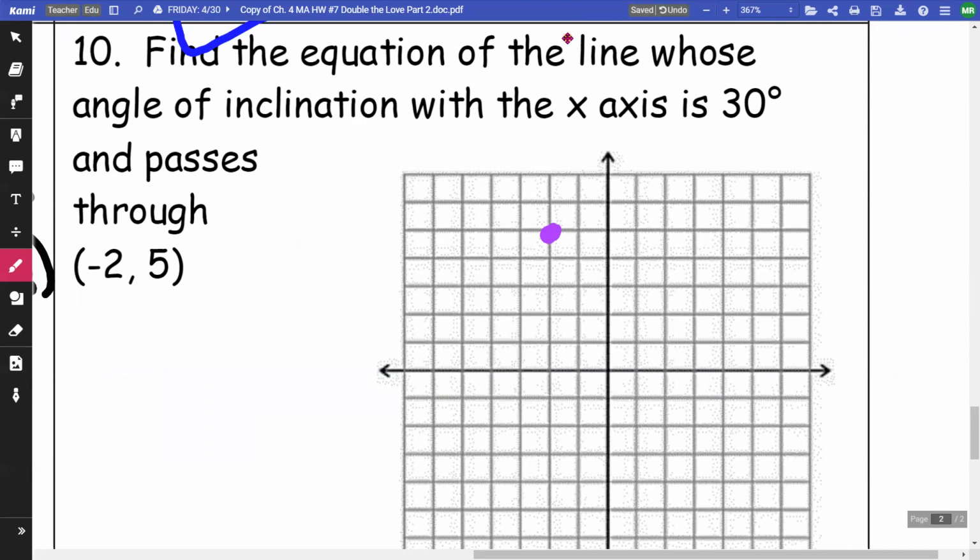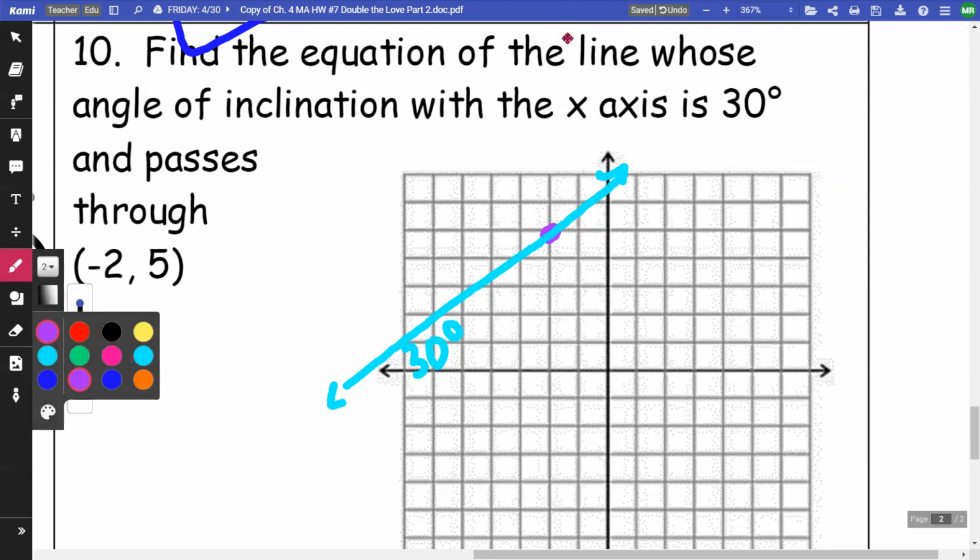Okay, and I'm going to be drawing a line through here, and we want it to be 30 degrees. I'm just going to sketch this. I'm not going to be drawing this accurately. So let's just say that this is 30 degrees right here. I want this to be 30 degrees with the x-axis, which means that my slope needs to be opposite over adjacent. Let me just do this in a different color.